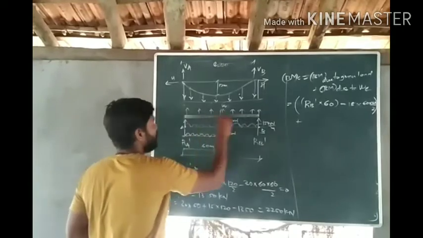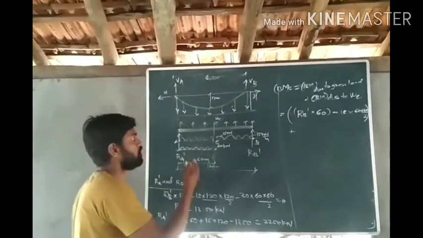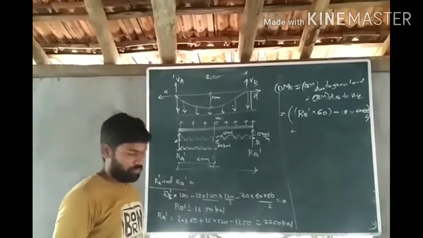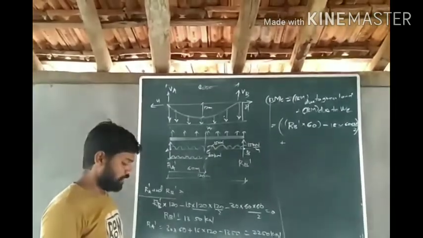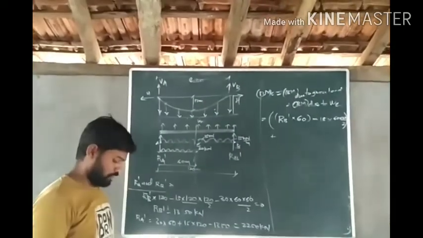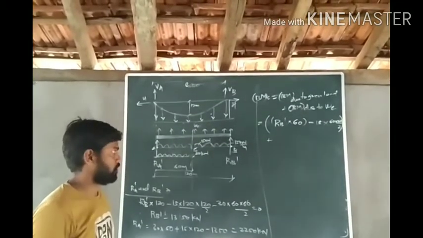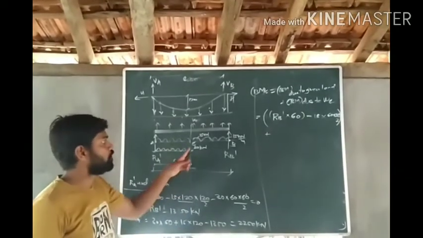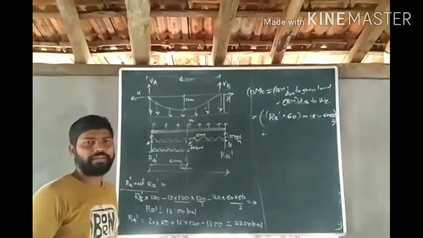This is WE. Bending moment due to WE. Earlier we have seen, if the UDL is there, we have derived one formula for bending moment at any point in the beam when it is subjected to UDL. It is equal to WE into X divided by 2 into bracket L minus X. Now we are considering the center of the beam, the bending moment at C. So bending moment at the center of beam when it is subjected to UDL is nothing but WL square divided by 8.